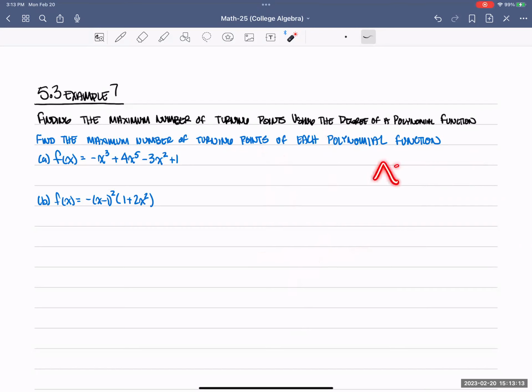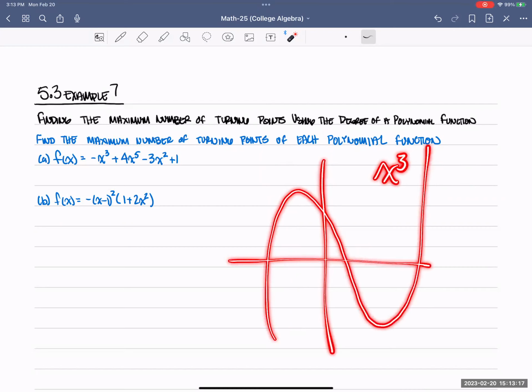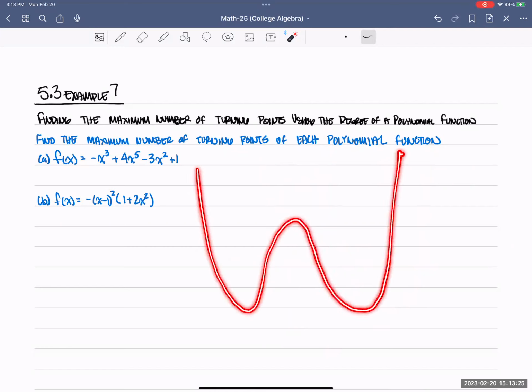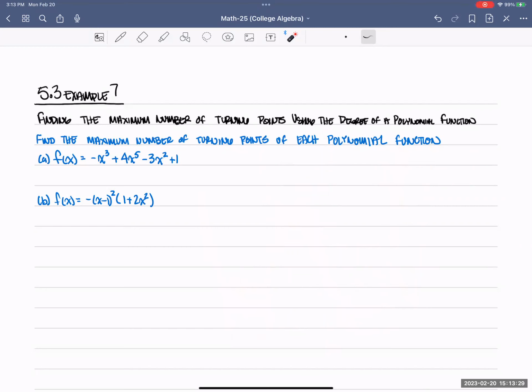A cubic function that has something like this. We have one here, two turning points. A quartic function would have 1, 2, 3 turning points. So the amount of turning points is always going to be one less than the degree.